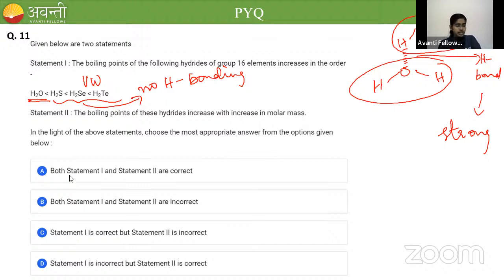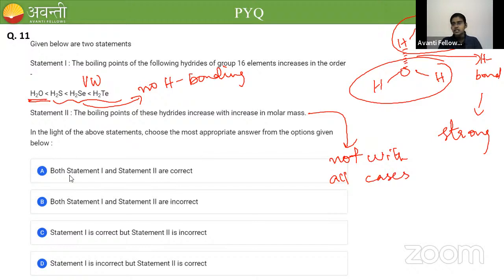Now coming to statement 2, the boiling points of these hydrides increase with increase in molecular mass. Actually, the statement 1 order itself is wrong, right? So in statement 2, the explanation is given for the order given in statement 1. No, it is actually incorrect. Boiling point of these hydrides increases as the molecular mass increases. Boiling point also increases, but not in all the cases.